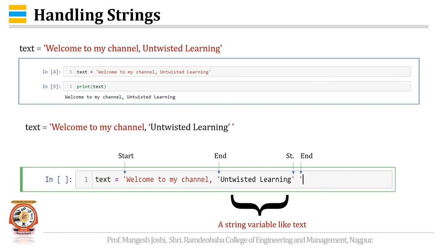So whatever you write after the end of the string will be treated as a variable. Untwisted Learning will work as a variable name. And again you are starting with a single quote, so this is the start of a new string. Again you are ending it with a single quote. So whatever you write in this last single quotes will again be displayed as maroon. So to avoid this, what can be done? There is one simple solution to this.